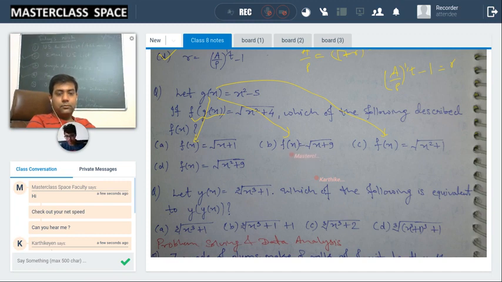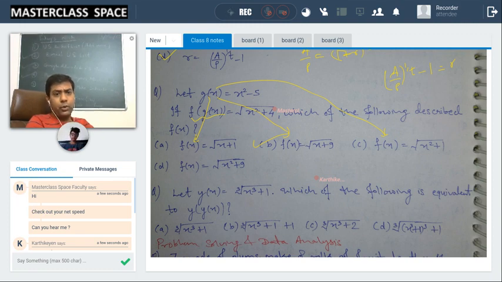Is it B? Yes, it's B. You must have put x square minus 5 in place of x in f of x square minus 5. So it is x square minus 5 plus 9. That comes out to be under root x square plus 4. Same as this one. So answer is B. Okay, correct. This is go by option. You can do it the other way also.